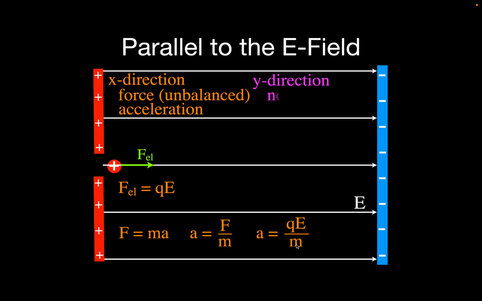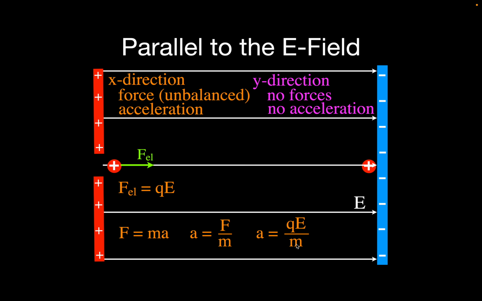And that particle is going to feel no forces and have no acceleration in the y direction, because there's only one force acting on it, and that force acts in the x direction. And so that particle is just going to go right across, accelerating across, parallel to that electric field, just like that. Okay, so that's the motion of charged particles parallel to the electric field.